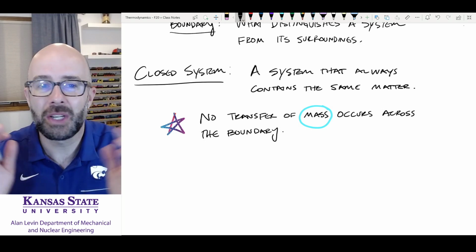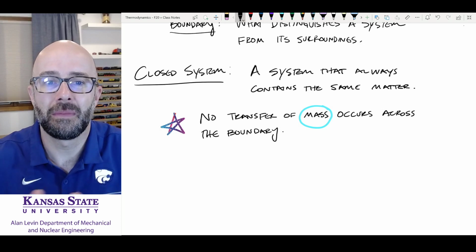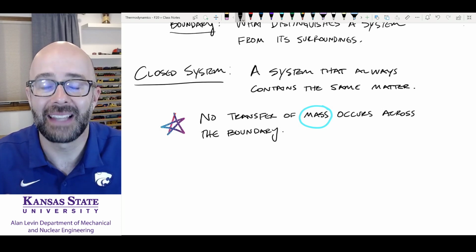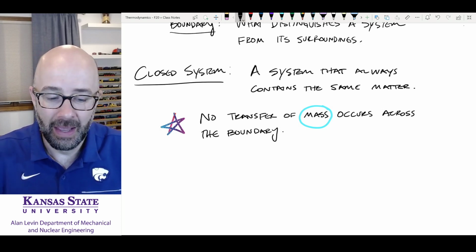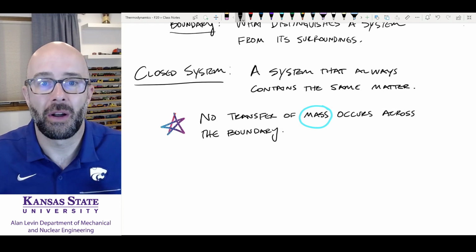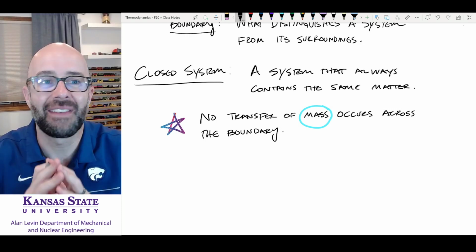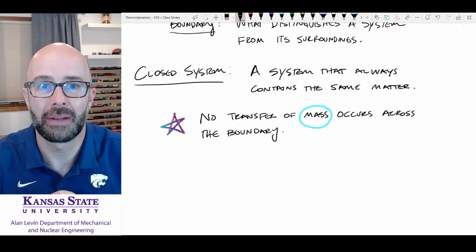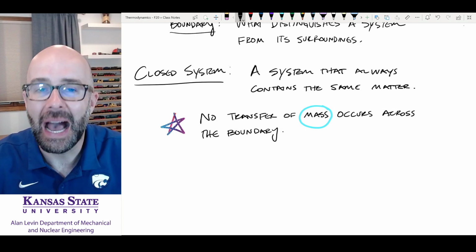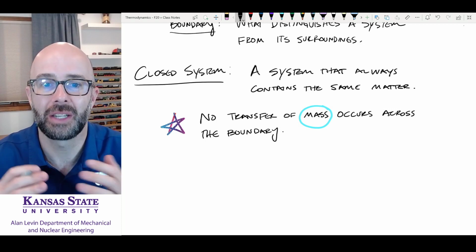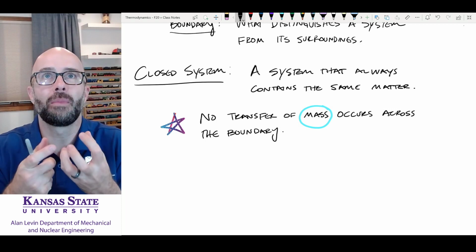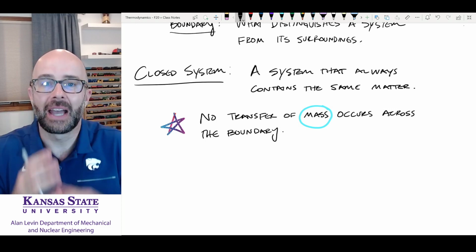Now, there is a special kind of system that is even more than a closed system. It's called an isolated system. An isolated system doesn't react with the surroundings at all. No mass crosses, no heat crosses, no work crosses. It is just isolated out there. It doesn't have anything to do with the surroundings. So that idea of isolation is also connected to it's a more specified closed system.